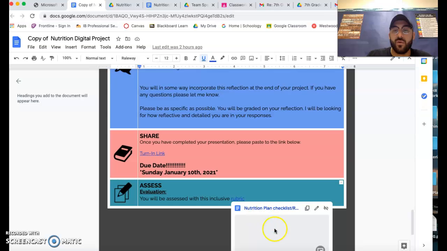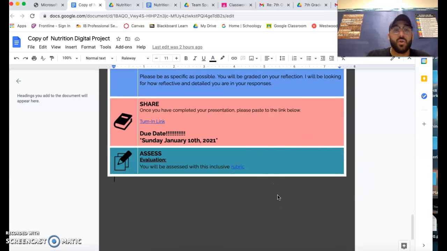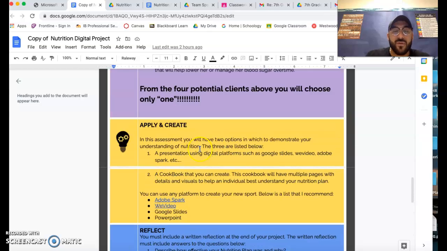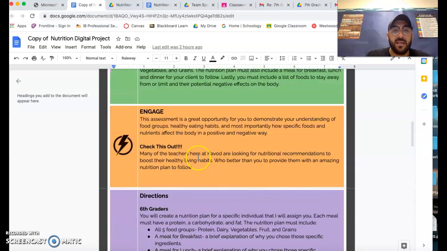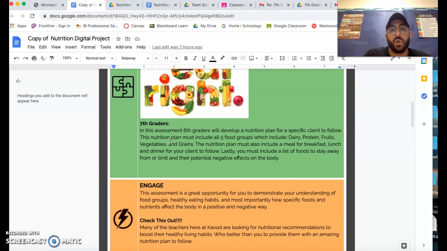So here's a rubric. So you want to know, okay, what am I being graded on? Or what do I need to have included in my project? Of course, everything is listed here, okay? And of course, you remember, guys, 6th and 7th graders, you guys are being asked two different things of what you are being expected of. So make sure you know the difference on what that looks like.